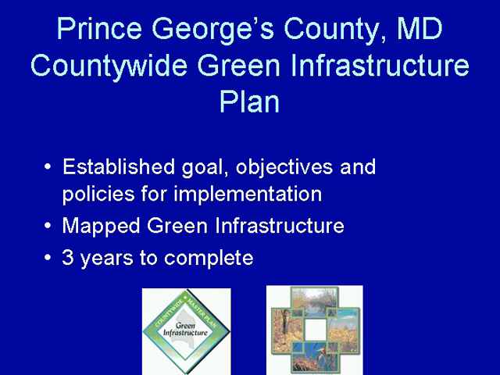I just want to spend a little bit of time talking about something happening here in the county. It started before I came in, before the councilman I work for came into office. But a few years back, Prince George's County here in Maryland passed its countywide green infrastructure plan. And I know many of you are probably working on something similar. In essence, it established goals, objectives, and policies for implementation. It mapped all of our green infrastructure in the county and indicated next steps and directions. It took about 3 years to complete. It was an entire public process. We're a fairly large county of about 800,000 people, so it took a few years to complete.